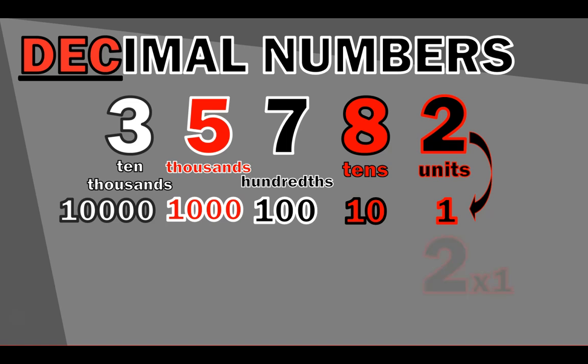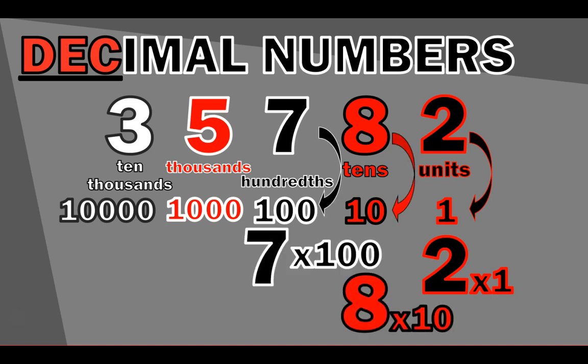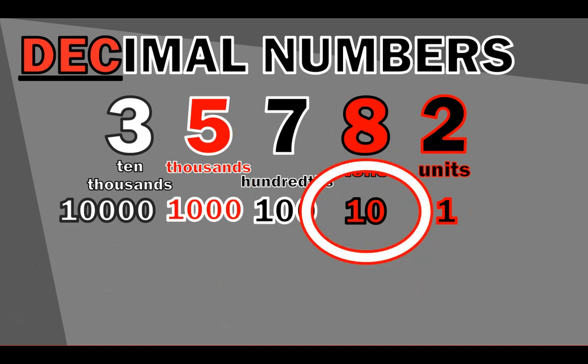So we take the 2 times the units, then we take 8 times the tens, and then 7 times the hundreds, and so on. Then we add these products together to get 35,782. But this is the 10 number system. And in this column, each number can be written as 10 to the power of something. So the tens column is actually 10 to the power of 1.